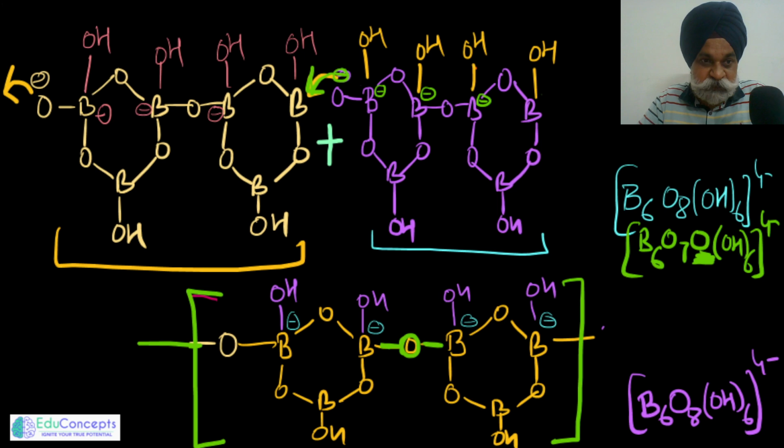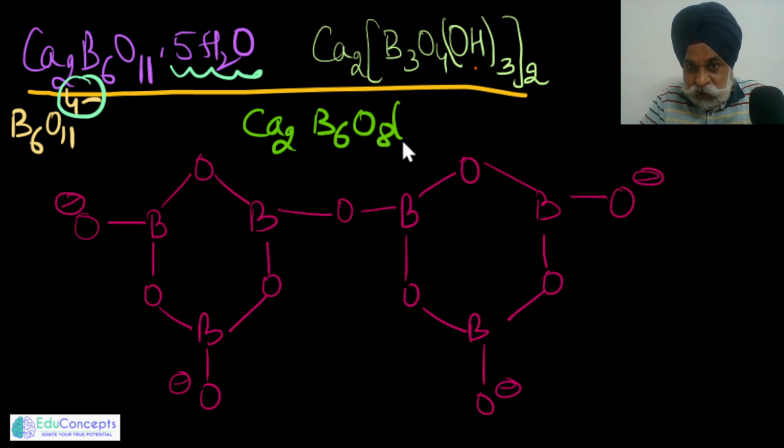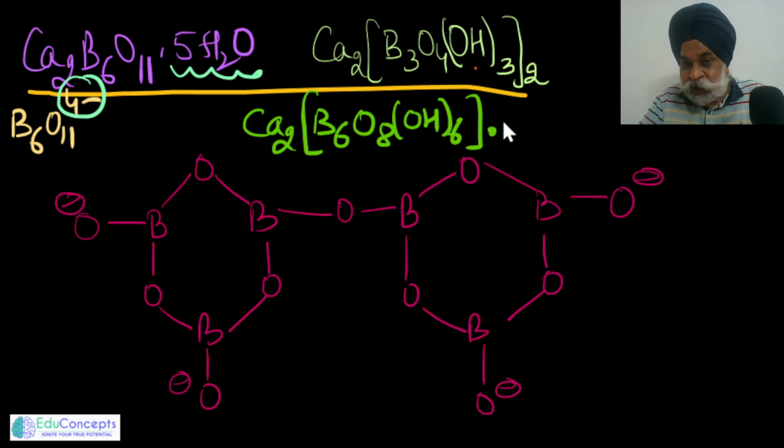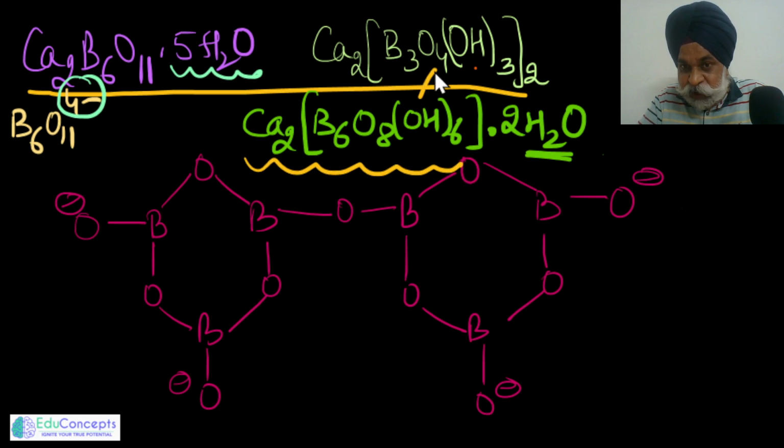Or simply, if somebody asks you what we have basically done in this particular case, I may show you like this: Ca2 B6O8(OH)6, and now you have to write it here because you already have used 3 water, so you are left with 2 water. So the water of hydration actually would be 2, if theoretically it could be asked like this.